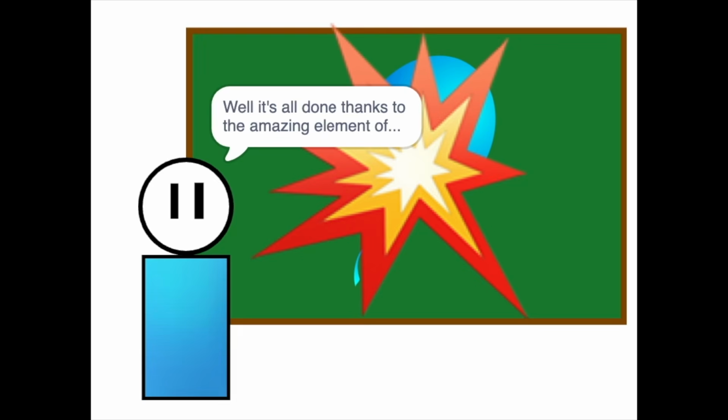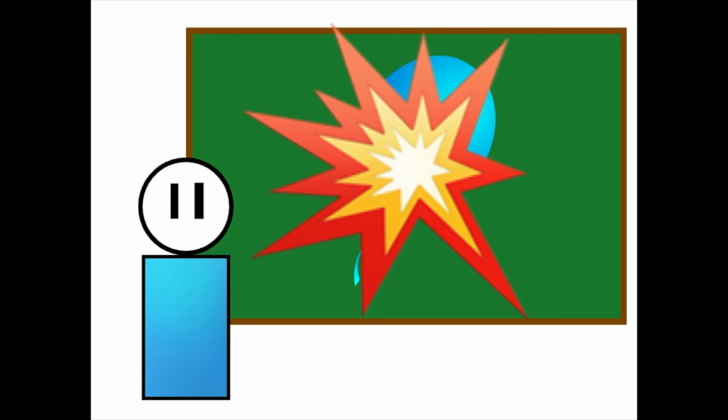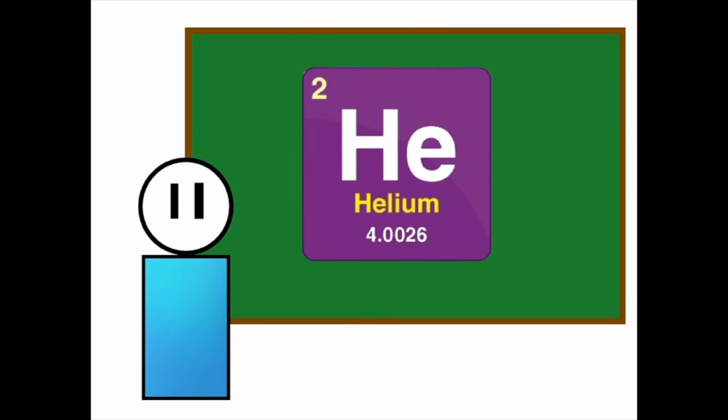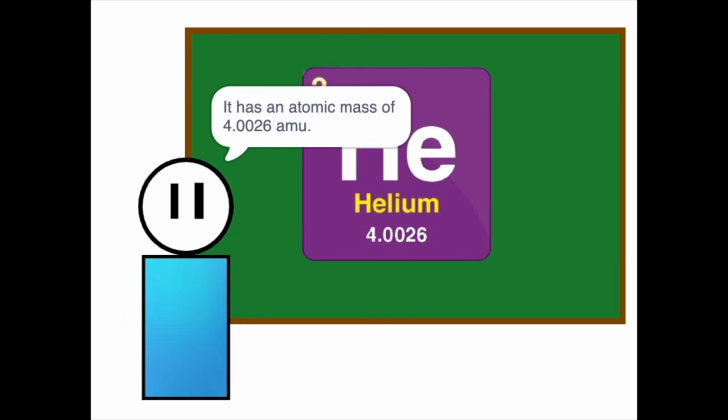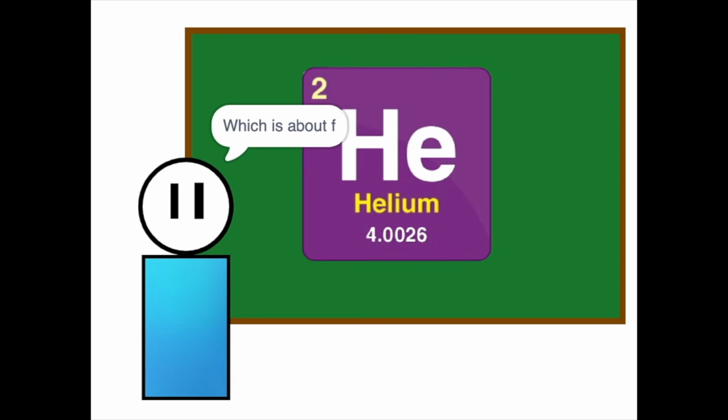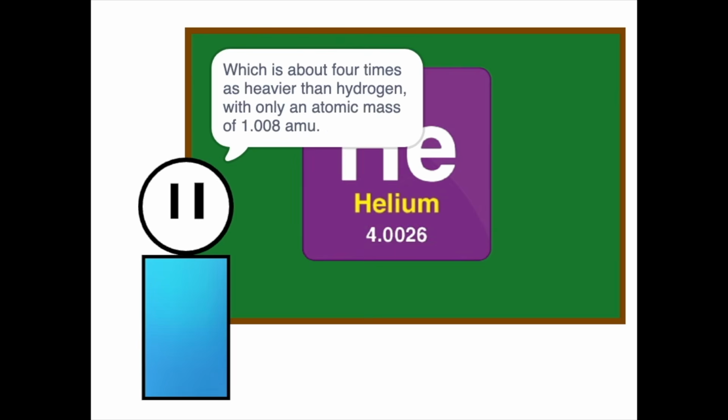Well, it's all done thanks to the amazing element of helium. Helium is the second element of the periodic table. It has an atomic mass of 4.0026 AMU, which is about 4 times as heavy as hydrogen, with only an atomic mass of 1.008 AMU.